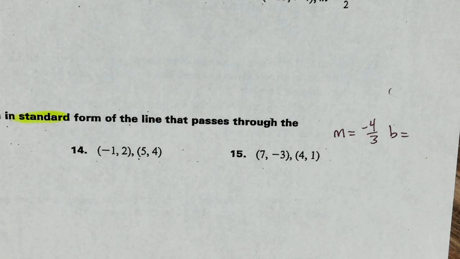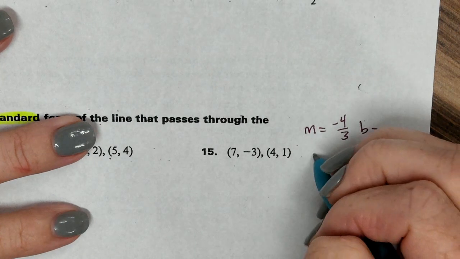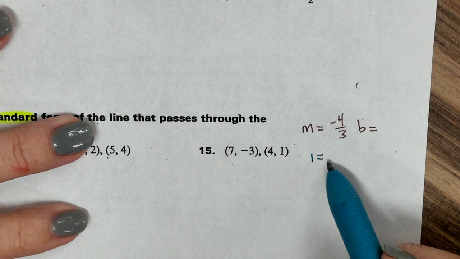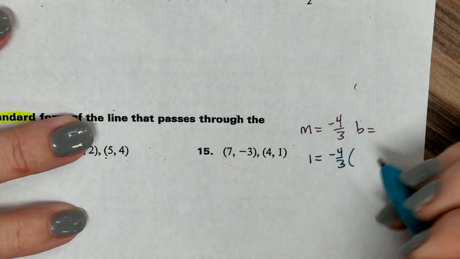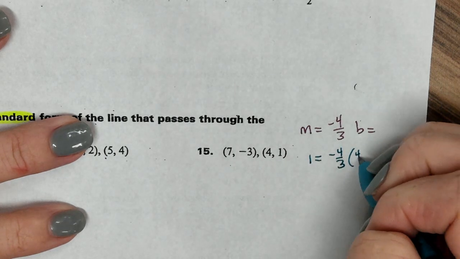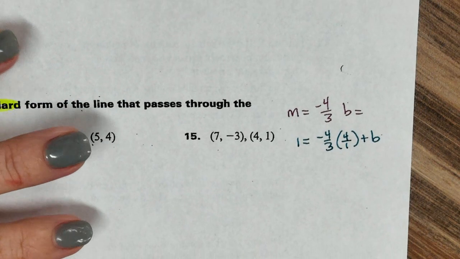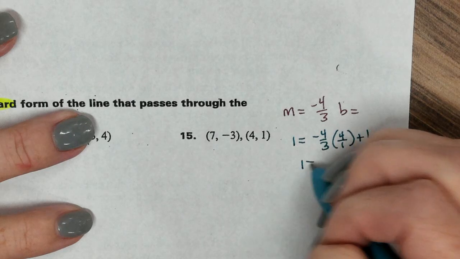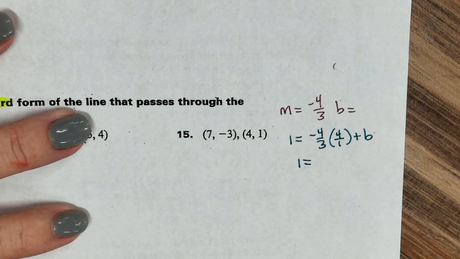I have to take a point and plug it in with the slope. So which point do y'all want to use? 4, 1? So I would say y equals m, which is negative 4/3, times x, which is 4 over 1, plus b. And I'm solving for b. So I have 1 equals, I cannot cross simplify, can I? Are y'all with me?